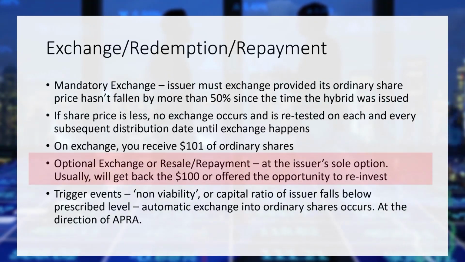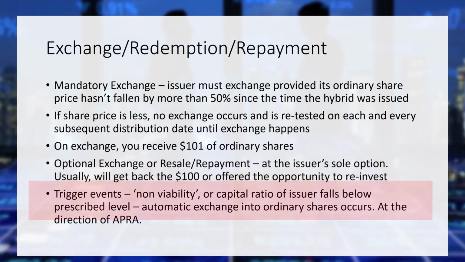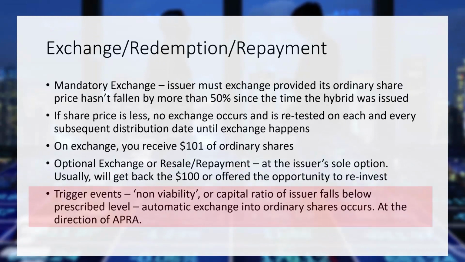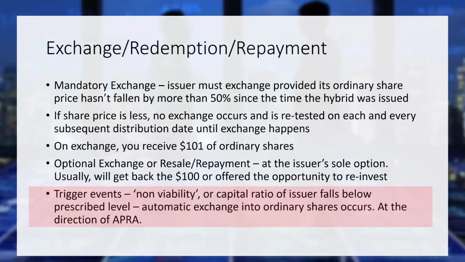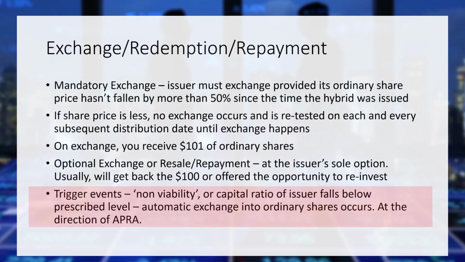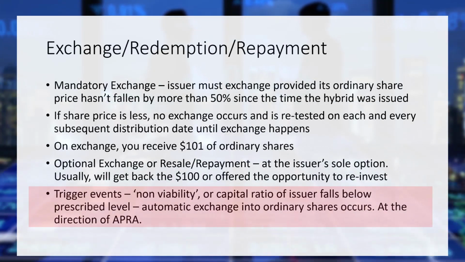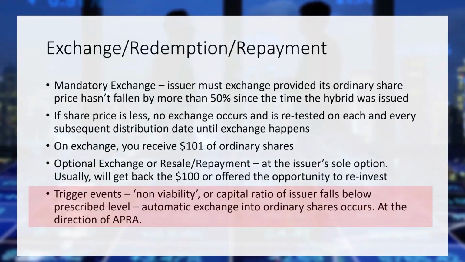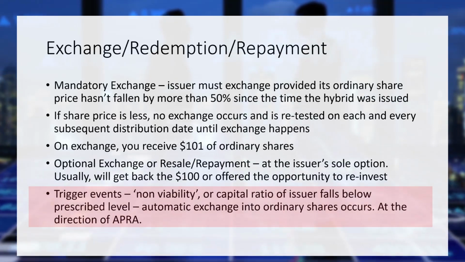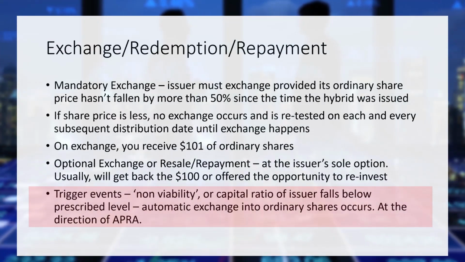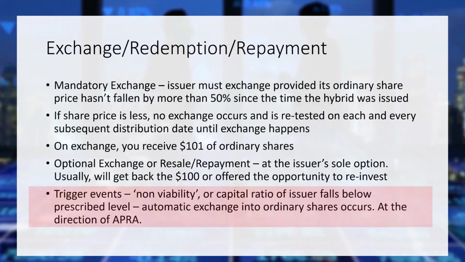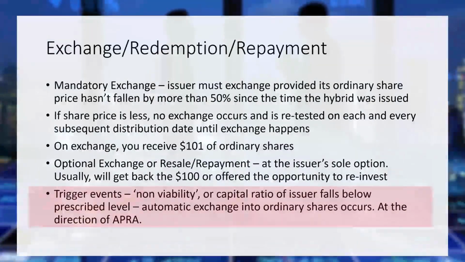Yep. Now, the really bad situations are what are called trigger events, and there are two of them. There's a non-viability and a capital trigger event. The non-viability is not actually fully defined, but this is when APRA, the regulator, says the bank is non-viable, we're worried about it, and you must exchange the hybrid securities into ordinary shares to get a stronger capital base. Or a capital ratio event is when typically the bank's capital ratio falls below a level, normally about 5 1/8%. And again, automatic exchange would occur.